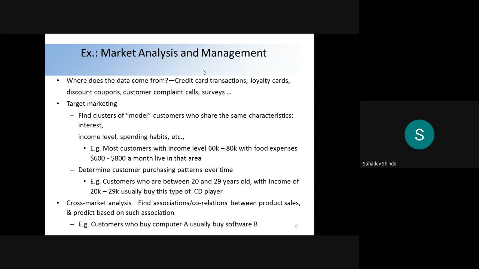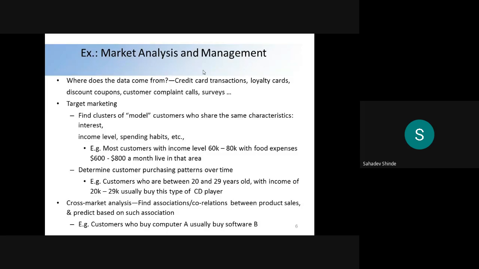And cross market analysis. So what is cross market analysis? Find associations and correlations of sales, and predict based on such associations. For example, customers who buy computer A usually buy software B also. Suppose you are going to buy a laptop, then definitely you are going to buy the Windows operating system. Like that, it is called cross market analysis. Suppose I am going to buy a car, definitely I am also going to buy diesel or petrol. These are called cross market analysis.